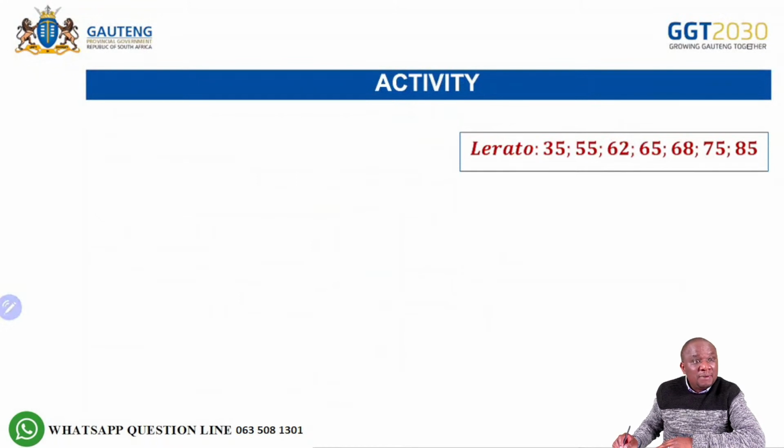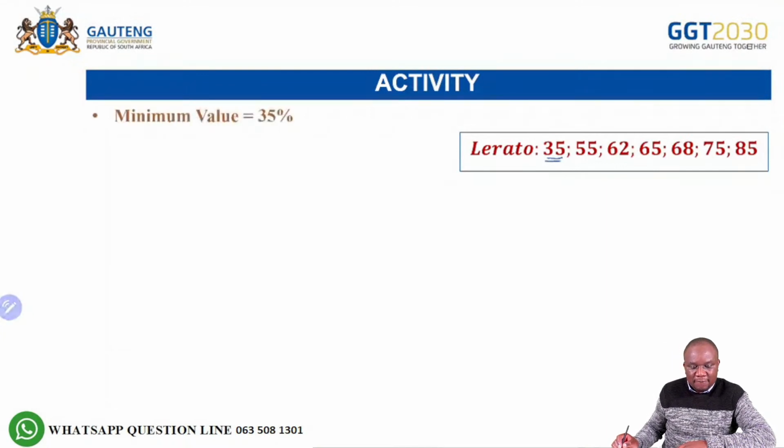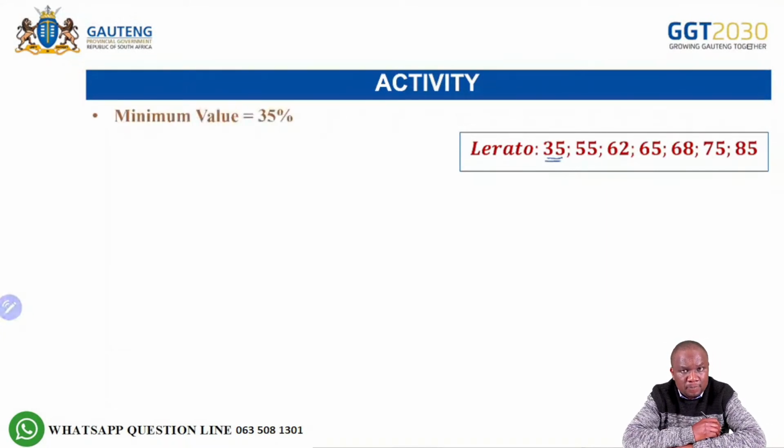Right, what is the minimum value? We can see our data set is already arranged in an ascending order. The minimum value is 35%. Okay, please write it down. Minimum value is 35%. And then what is the maximum value? The maximum value is 85%. The maximum value is 85%.